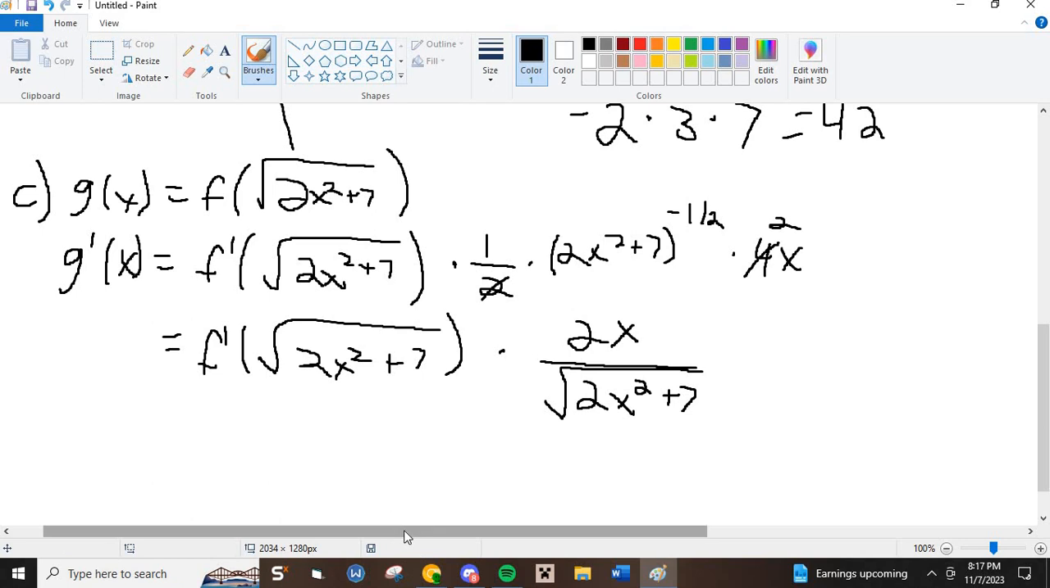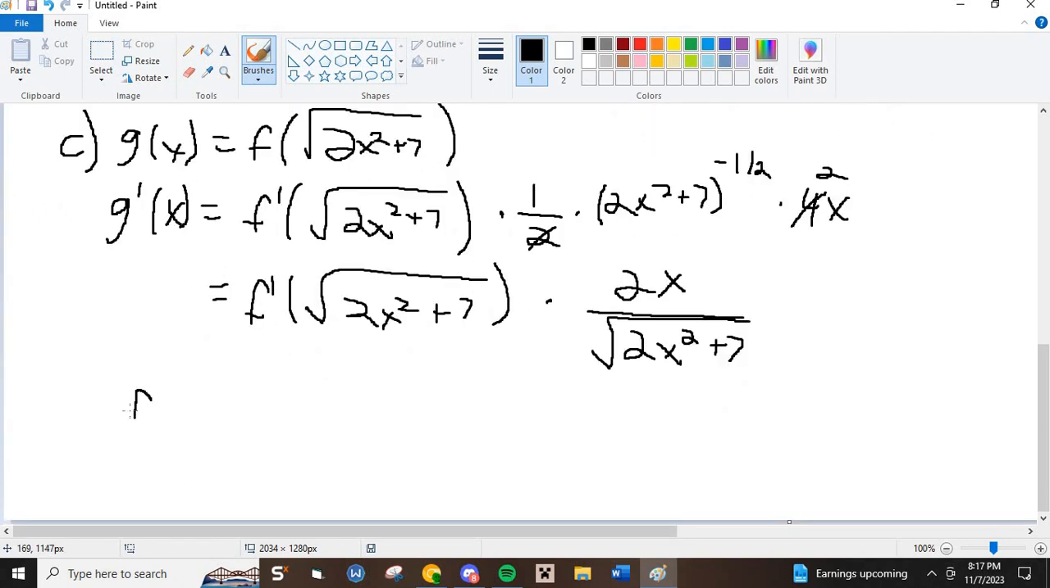And now they want you to find g prime of 3. So g prime of 3 is just, if you plug 3 into this square root here, that's 9 times 2 is 18, 18 plus 7 is 25, and the square root of 25 is 5, so this is f prime of 5 times, looks like 6, and we already know what that is, so over 5.